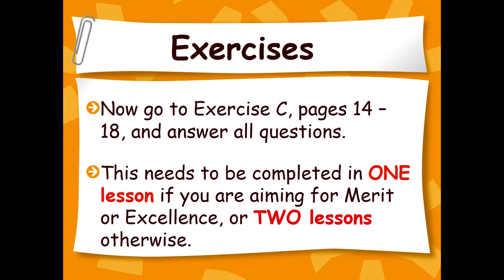So what you need to do now is go to exercise C, which is on page 14, and I want you to answer all of those questions. If you're aiming for a merit or excellence, you need to complete this exercise in 1 lesson, because we need more time for other algorithms. If you're aiming for an achieved, then you can spend up to 2 lessons on this, but no more than that.